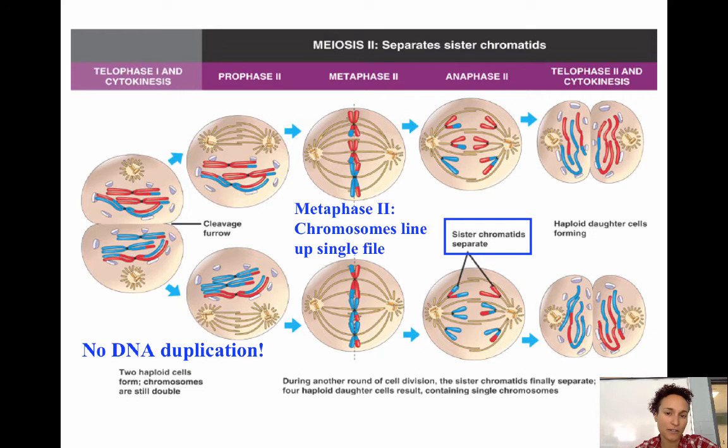When we're looking at meiosis 2, we're looking at what happens with those chromatids. So because there's no duplication, we have those pairs of homologous chromosomes that move to different sides.